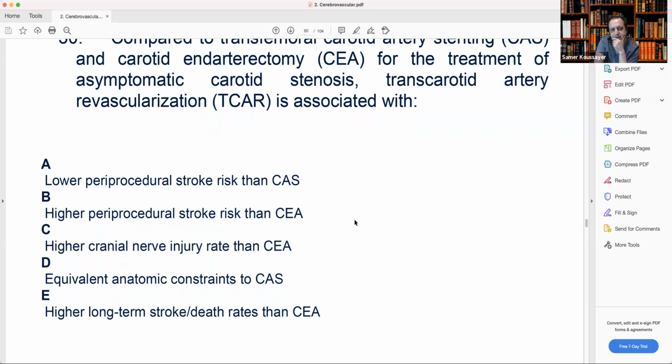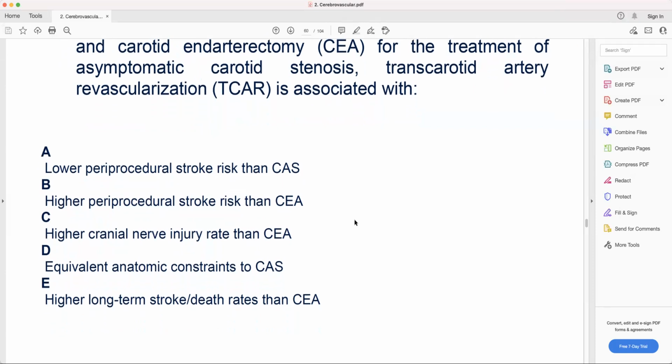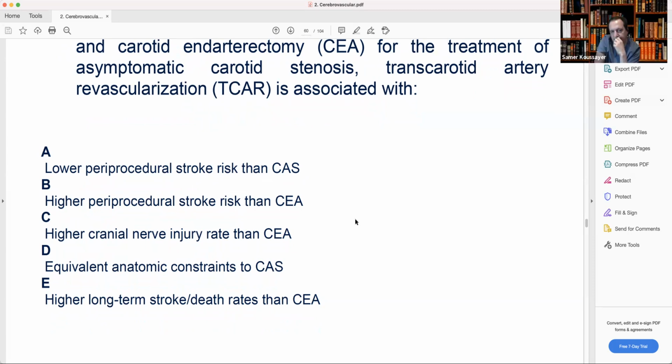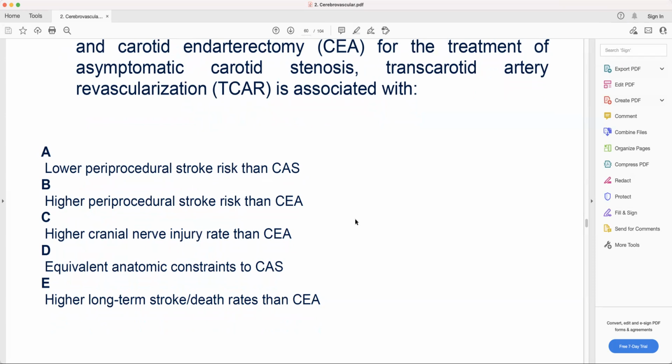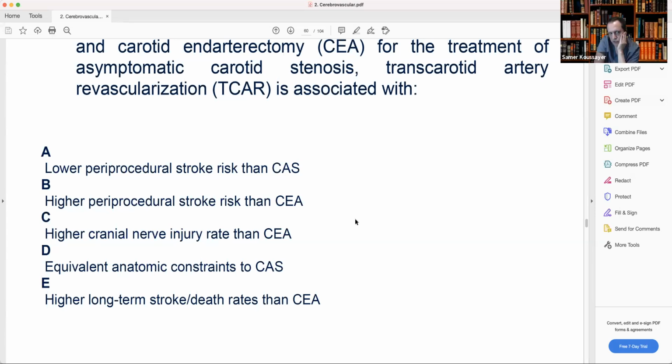Okay. Higher cranial nerve injury rate than carotid endarterectomy? No. Surgery will be more. Even with TCAR you can get nerve damage because you have to dissect down to the common carotid artery, but it's not like the surgery. Surgery, of course, has more dissection, more nerve damage. You have the hypoglossal nerve, so it's not higher for sure.